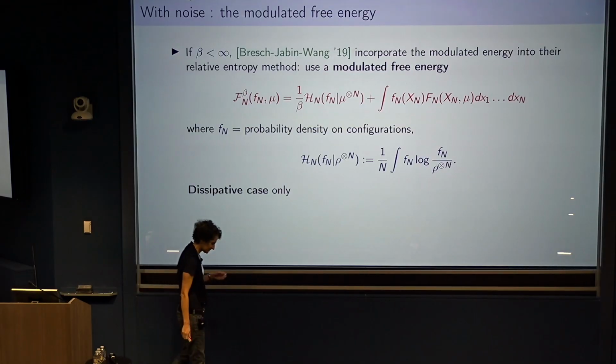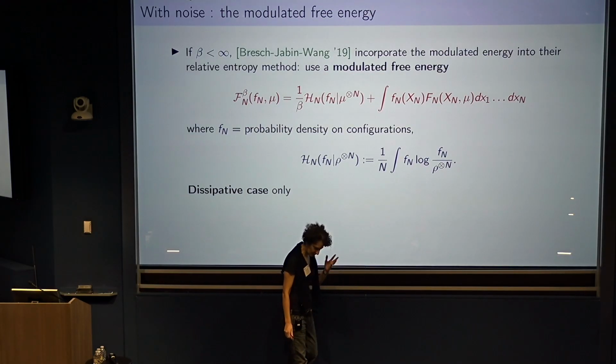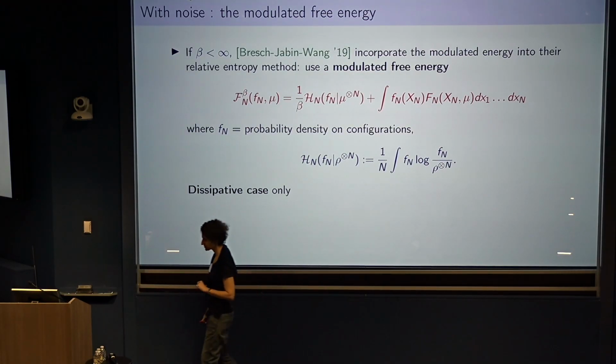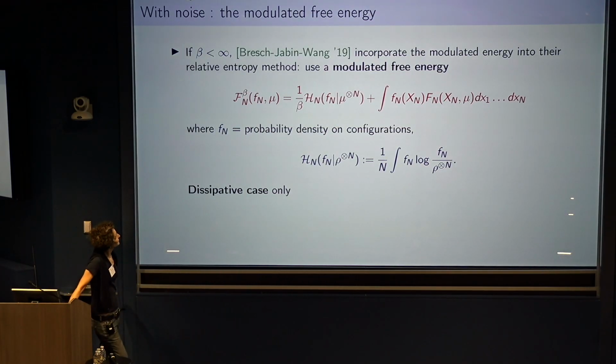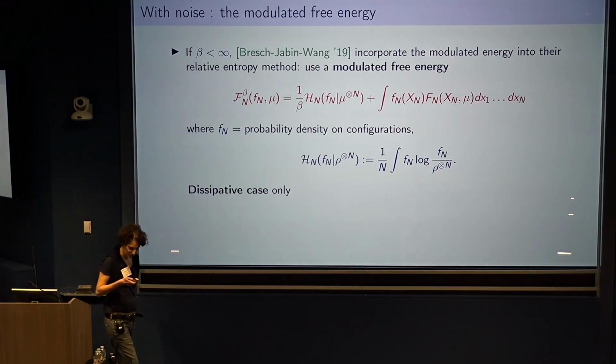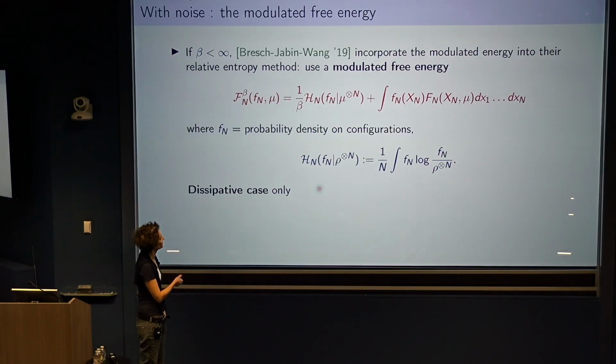Okay, so now we want to add noise to this discussion, because so far I hadn't had noise. It was observed by Rosenzweig, Jabin, and Wang that you can combine the modulated energy method with the relative entropy method. And how do you combine them? You should do it exactly like this. You should take the relative entropy.